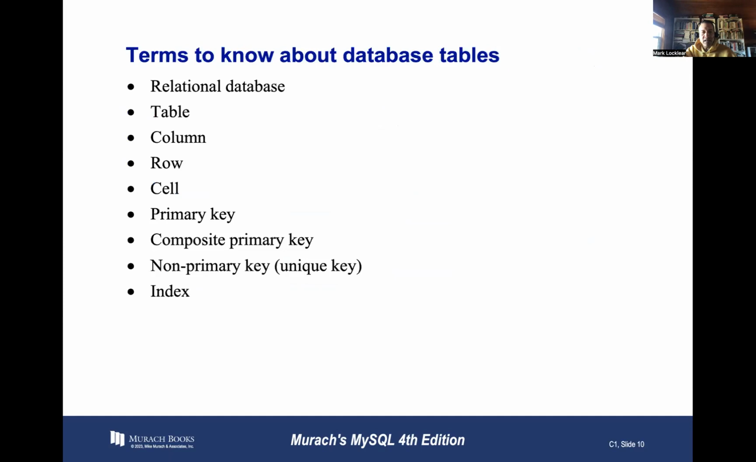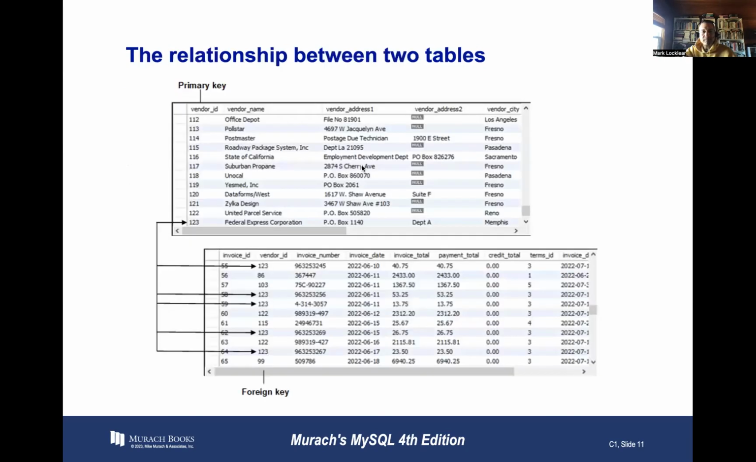Primary key, composite key, non-primary keys. Again, the primary key uniquely identifies a row. A composite key is a combination of cells, a combination of two or more. I guess it can be more than two, but generally it's just two, a combination of more than one cell to create a unique identifier. Again, the book goes into more description there. And then non-primary keys and indexes too.